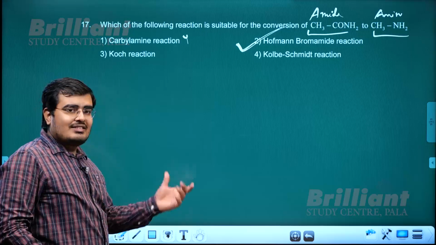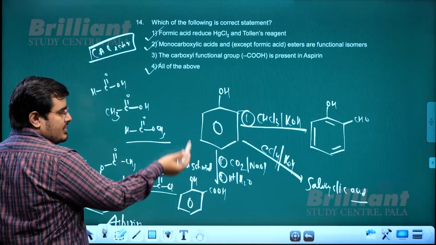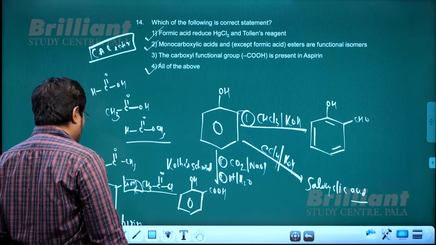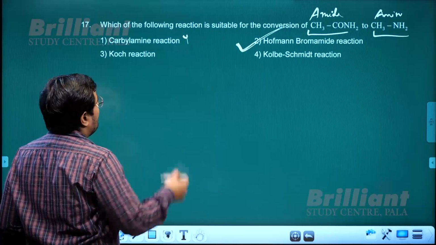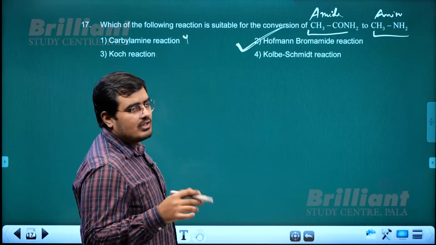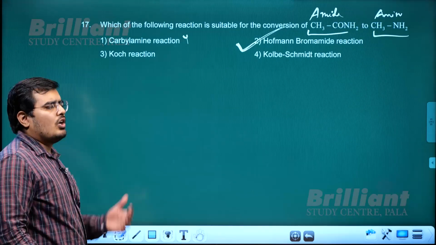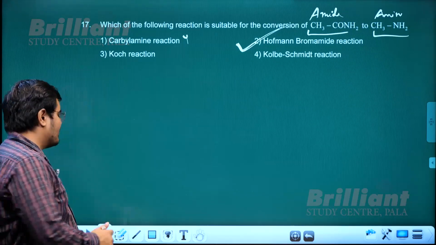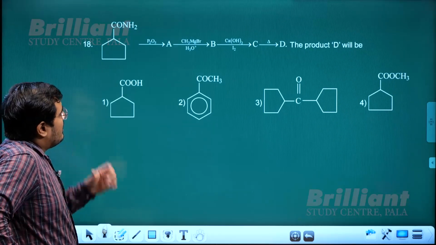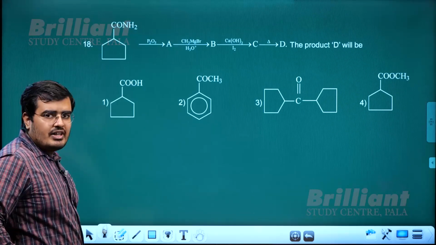Kolbe-Schmidt reaction is actually this reaction, which is the preparation of salicylic acid from phenol, so that also does not apply. Whereas Koch reaction is again for the preparation of carboxylic acid, not directly there in your syllabus. Next is an amide given with P2O5.